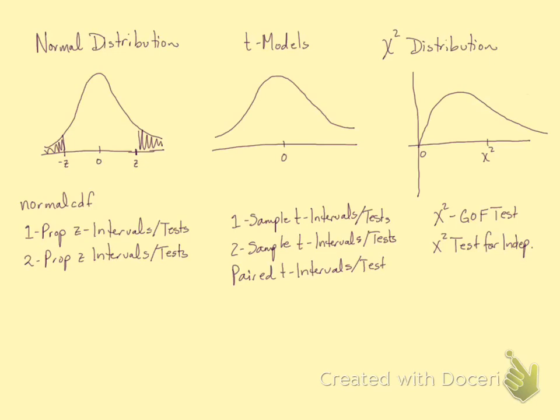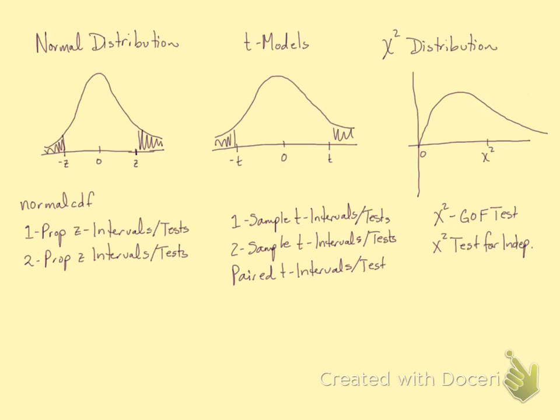And we had the similar thing with t models. We used the t models when we were talking about one sample or two sample t-tests or t-intervals. We also had paired t-tests. Our test statistic was now a t-value, a t-score instead of a z-score. But we had the same thing. We were finding the probability of seeing that test statistic or something more extreme on either end, unless we had a two-tailed test.